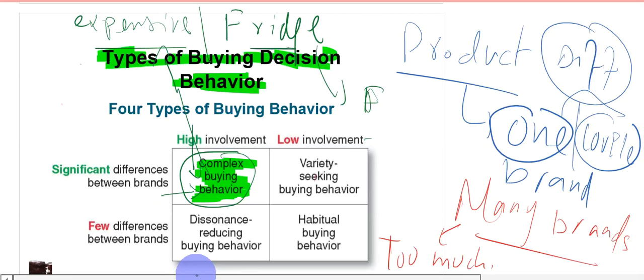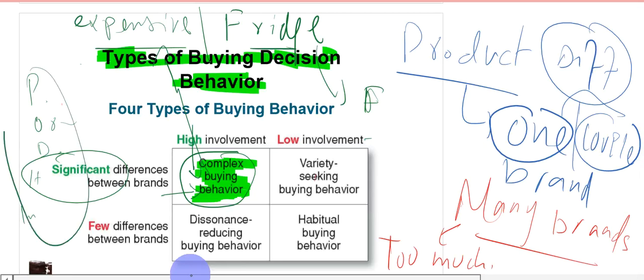Okay, so it means when we go to the market to purchase a refrigerator, we will see there are so many brands: PEL, Orient, Dawlance, Haier, Intercool, and some other brands available in the market, and the products are a bit expensive. That's why this will be called a complex buying behavior.